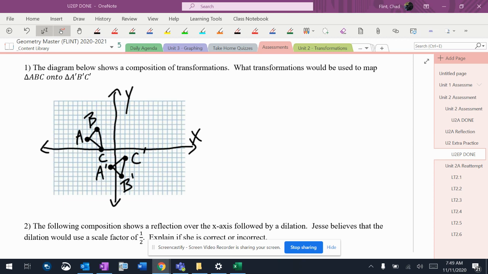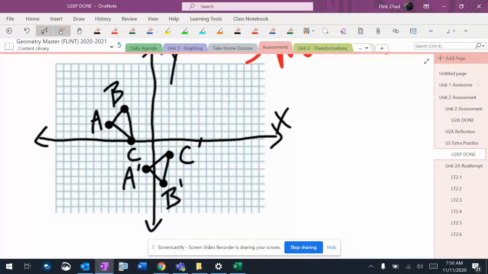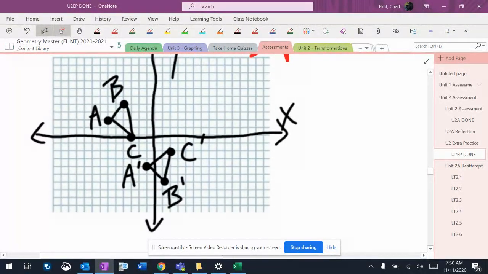So now these are the ugliest of the questions in terms of the amount of thinking you have to do. It says, what transformations would be used to map ABC onto A prime, B prime, C prime? Whenever you see the word composition, it's almost always more than one. Now, if you can somehow do it in one, great. But it's unlikely that you can do it in one, okay? So they're going to probably have two different things. A lot of times they're going to have some sort of reflection and some sort of translation.